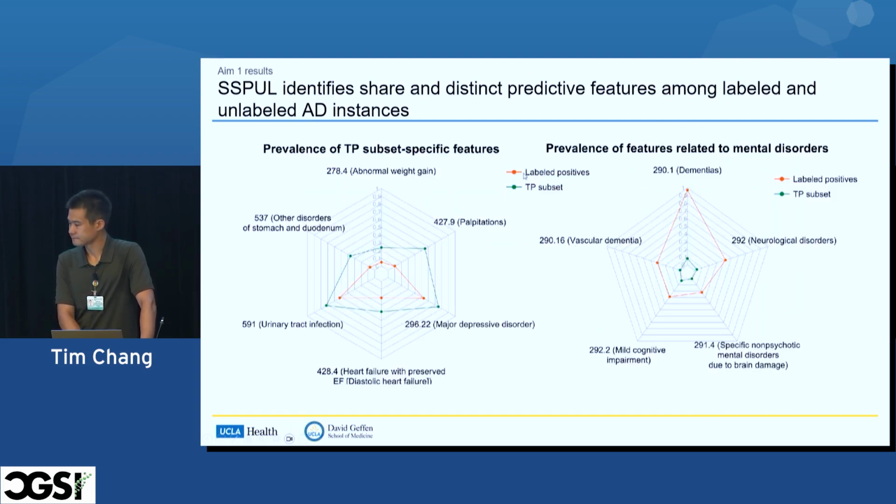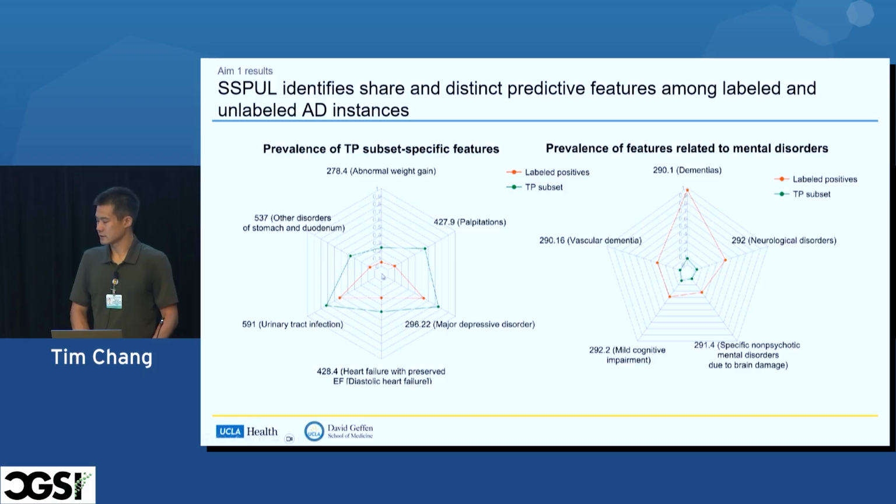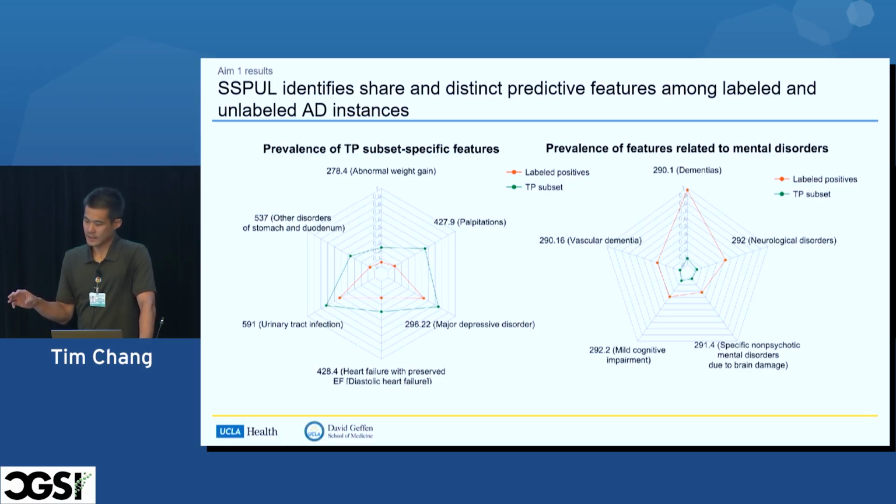If we look at that group of patients, there are some diagnoses that are higher in this group versus the labeled positives. For example, more of these patients have chest palpitations, they have more mental health issues, major depression, and, for example, urinary tract infections. So these are patients we think are in a different feature space than the labeled positives. And they have different features that are more beneficial to help identify if these patients may have undiagnosed Alzheimer's disease.